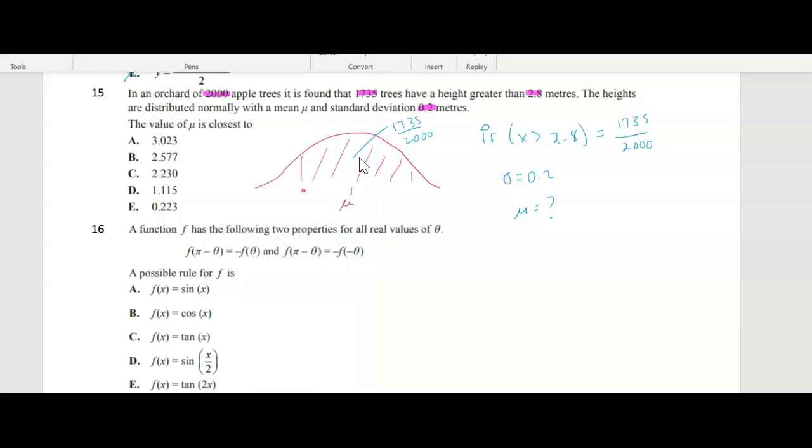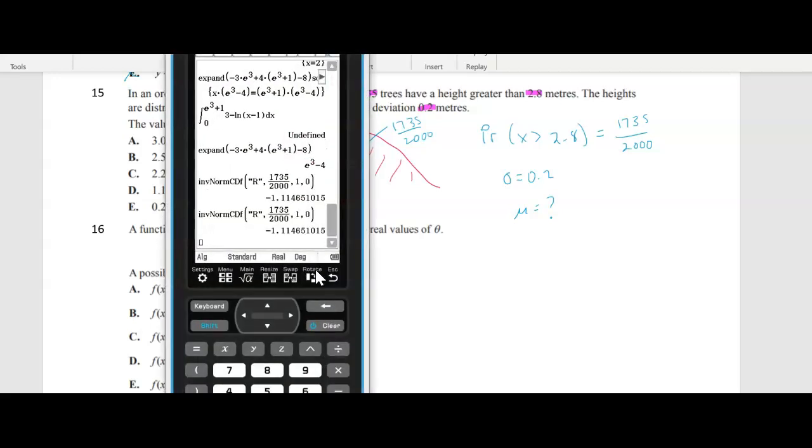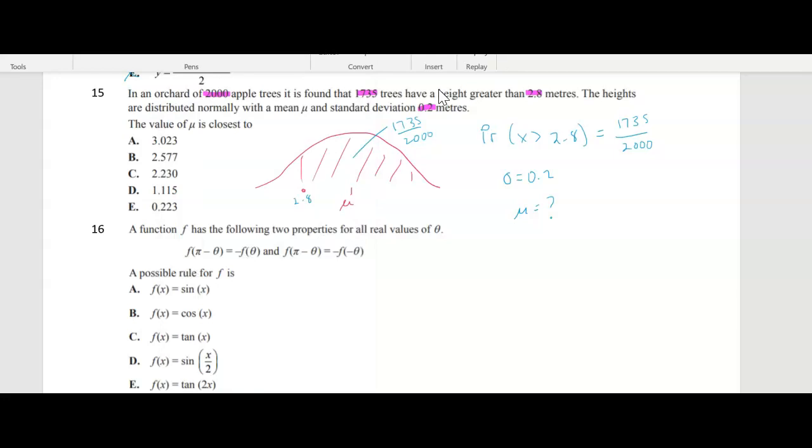So what we have here is this is 2.8. But for the standard score, it was negative 1.115. So we can use our z-score formula, or our standard score formula, which is your value minus the mean over the standard deviation. I'll use the notation that we use in methods, not in further maths.